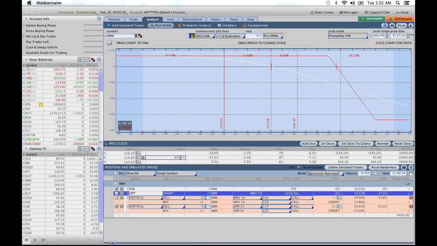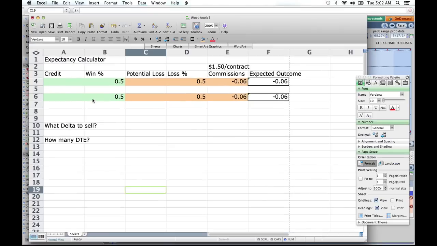So I've put together an expectancy calculator in Excel. Here we have a column for the credit, the winning percentage, so basically the system wins 50% of the time, say, and the potential loss, which is what happens when it hits our stop level. Then there's our losing trade percentage, I should say, and then the commissions. The 6 cents assumes a round-trip commission on one vertical at $1.50 a contract, which is a pretty approachable commission structure.